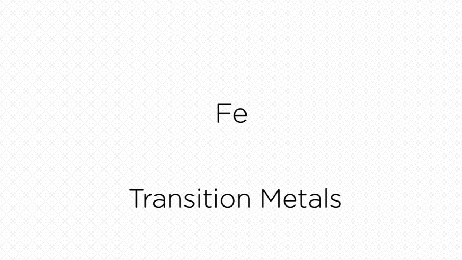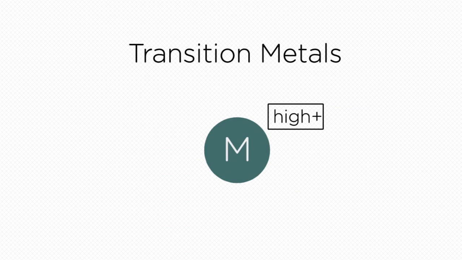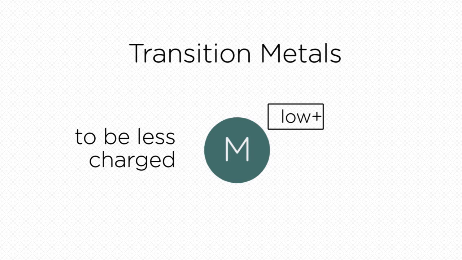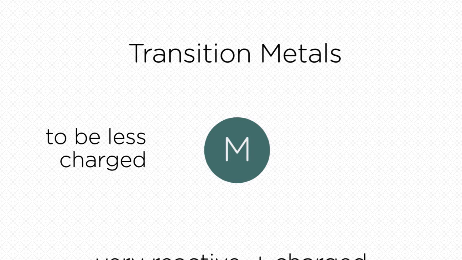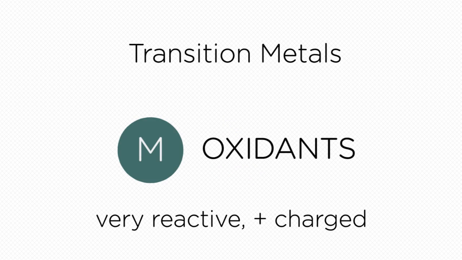Transition metals, like iron, have variable oxidation states. The number of electrons they can lose is determined by where they sit along the periodic table. Metals with high oxidation states often want to have lower oxidation states and be less highly charged. This means they are very reactive, positively charged species. Oxidants.